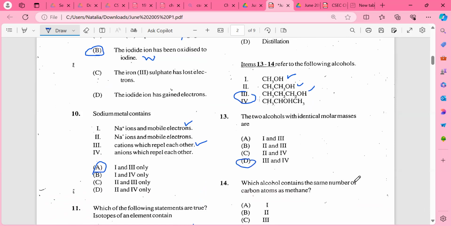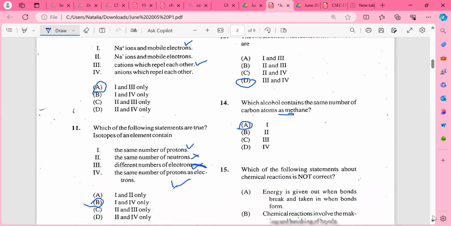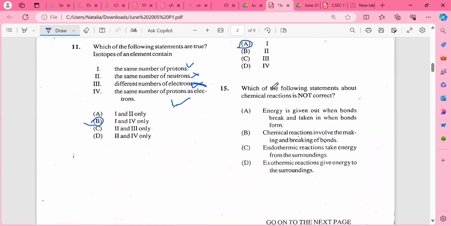Which alcohol contains the same number of carbons as methane? Methane has only 1 carbon. The alcohol which has 1 carbon is 1. Which of the following statements about a chemical reaction is not correct? Energy is given out when bonds break. No, energy is given out when bonds are formed. Chemical reactions involve bond making and bond breaking. That's true. So it says not correct. It's going to be A.